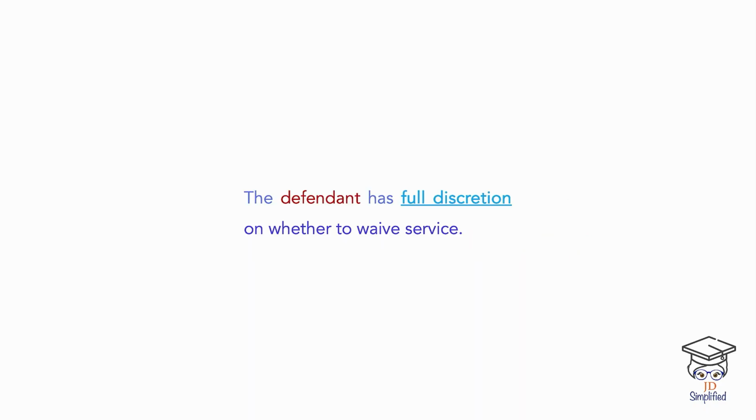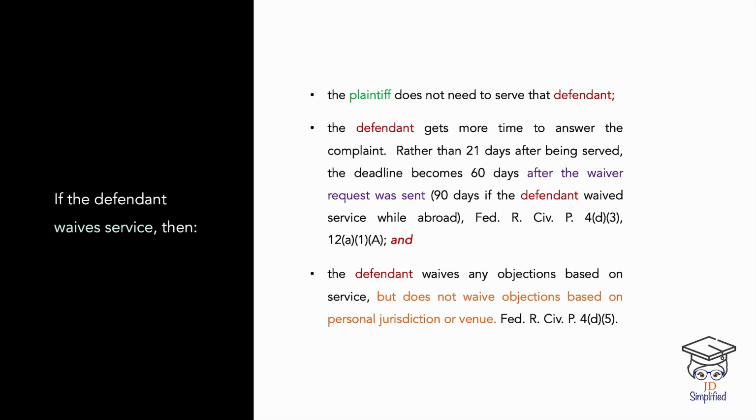The defendant, by the way, has full discretion on whether to waive service. But it is encouraged, and this is how they do it. If the defendant waives service, then the plaintiff does not need to serve the defendant. That's a huge, huge plus. 2, the defendant gets more time to answer the complaint. Rather than 21 days after being served, the deadline becomes 60 days after the waiver request was sent. And the defendant waives any objections based on service, but does not waive objections based on personal jurisdiction or venue. So, defendant retains those protections to be able to object to personal jurisdiction or venue.